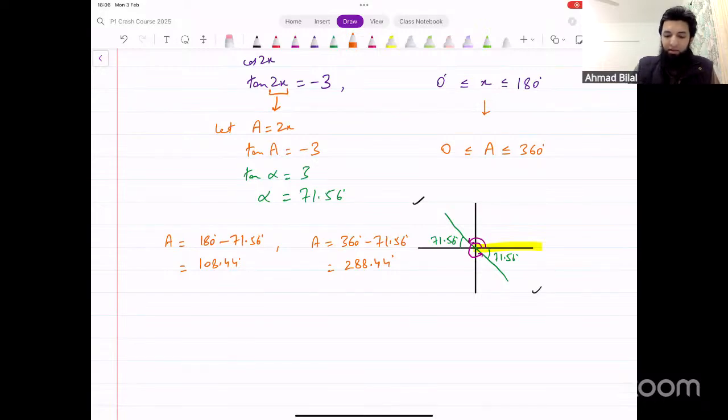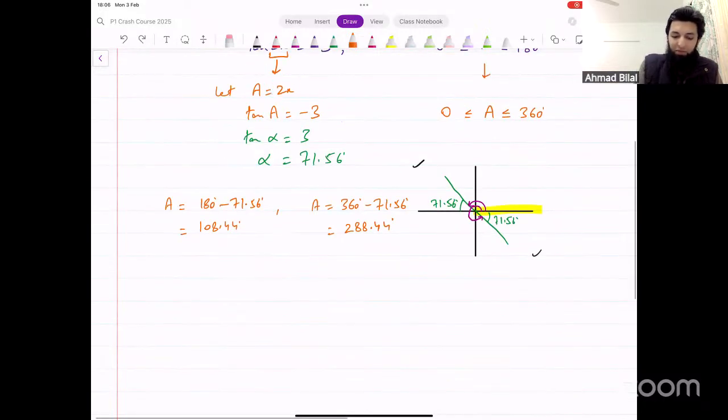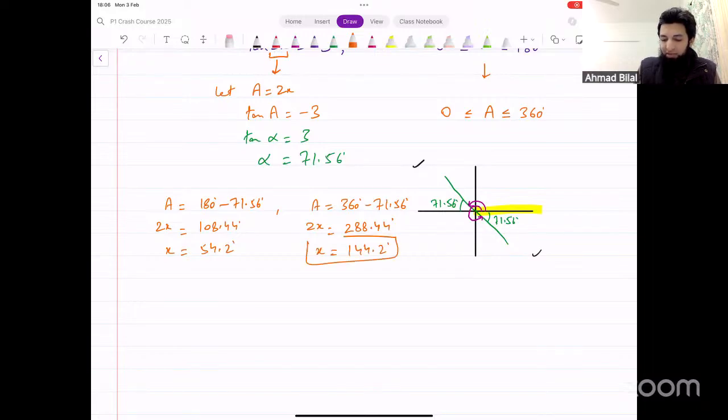Now we put that substitution back. What was that? A was 2x, so we said 2x equals this or 2x equals this. That means x equals 54.2 degrees or x equals 144.2 degrees. These are the two values of x that we get from this, and these are our final solutions.